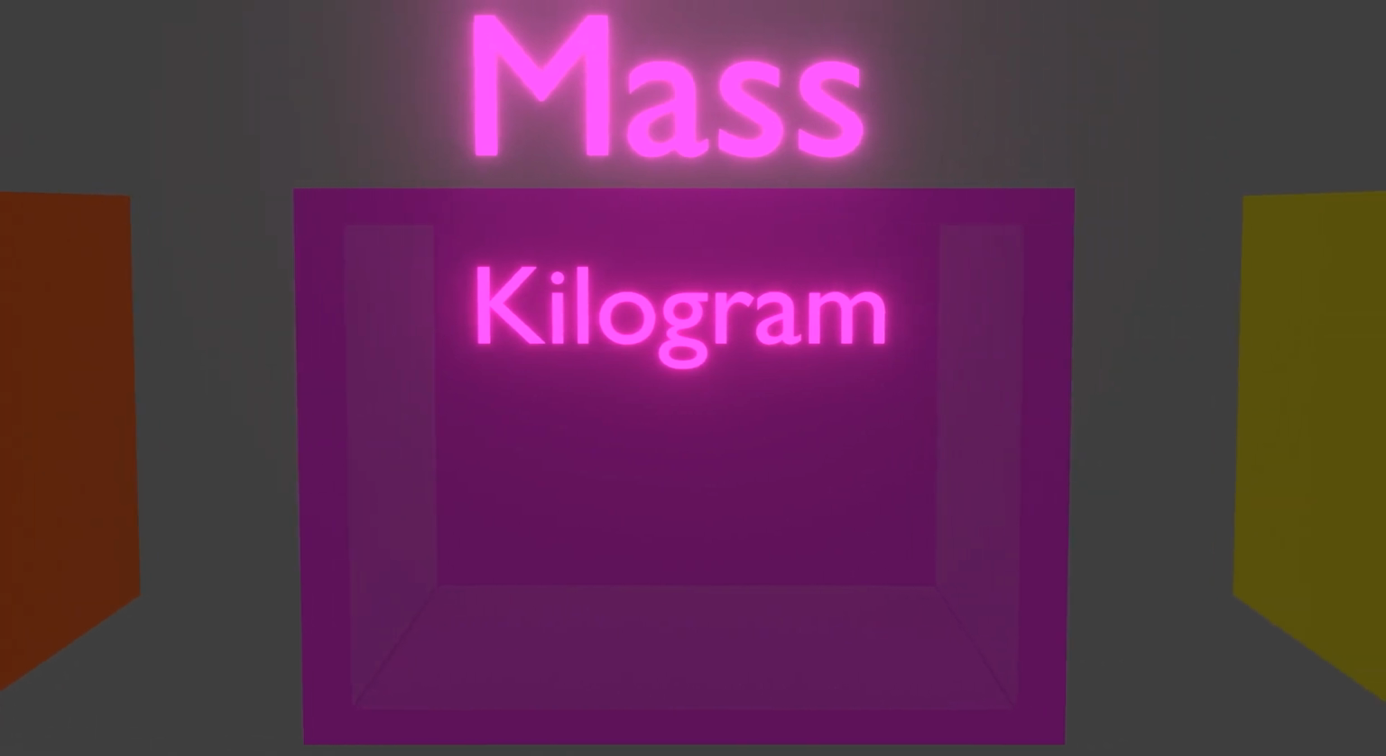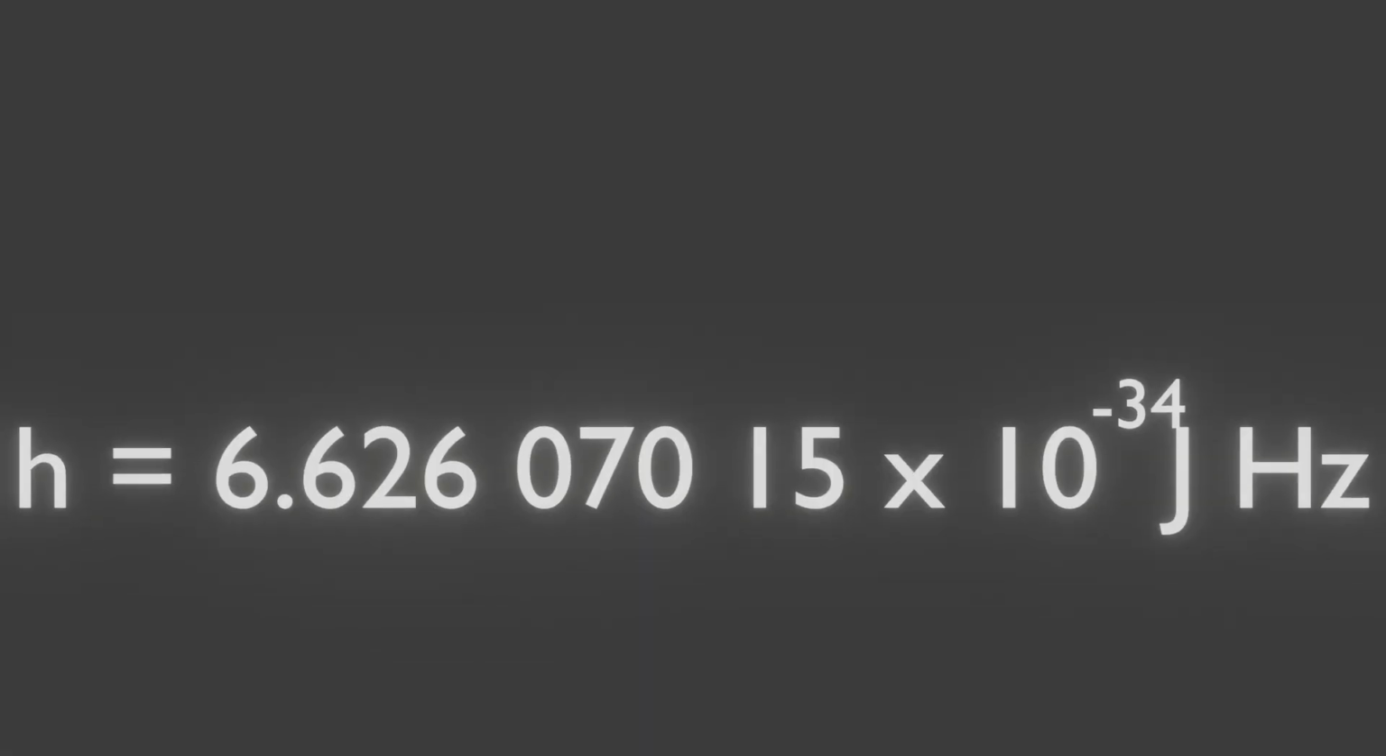Next, mass and the kilogram. The constant defining the kilogram is the Planck's constant. First, what is Planck's constant? Well, Max Planck was working on a problem in thermodynamics. You see, there's a problem at the time.